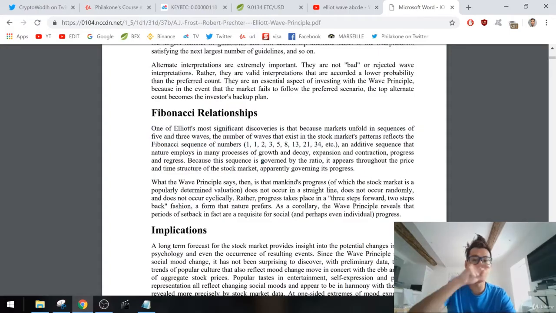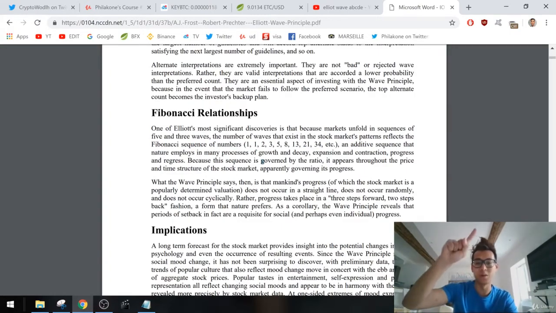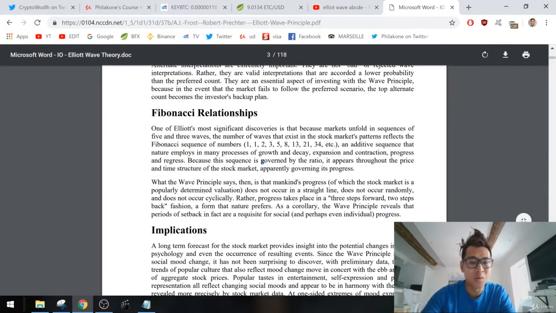For example, if you have 1, 2, 3, 4, 5, well, that's 5 impulse waves going out, and then you have 3 coming down. If you have 3 coming down, well, 5 plus 3 is 8, right? So if you just think about it like that, and if you actually keep breaking down the subwaves, they're additive sequences of each other, and they happen everywhere in nature, guys. Whether it's for growth, for decay, for expansion, for contraction, for progress, for regress.